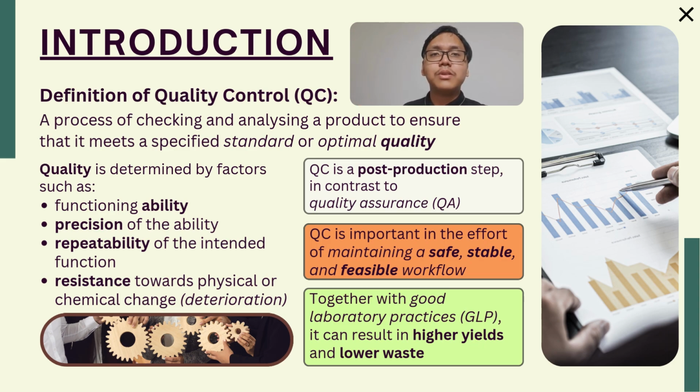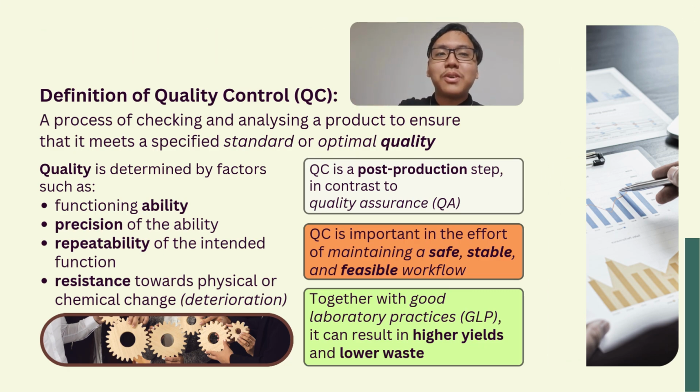QC is often used interchangeably or even confused with quality assurance, which is QA. To contrast the two, while quality assurance emphasizes the improvements and quality of inputs of the products, which is before the production itself, QC is a post-production step, which focuses on the already completed products and filtering out the quality and even identifying the possible flaws and defects in the products, so as to be studied and noted for future production lines. QC is important in the effort of maintaining a safe, stable, and feasible workflow. When practiced together with good laboratory practices, otherwise known as GLP, it can be beneficial for the products, resulting in higher yields and lower waste overall.